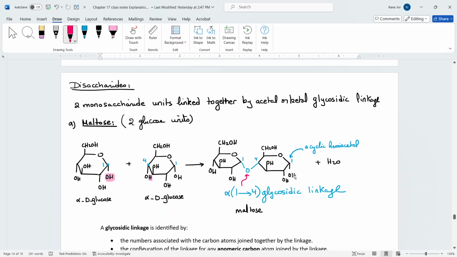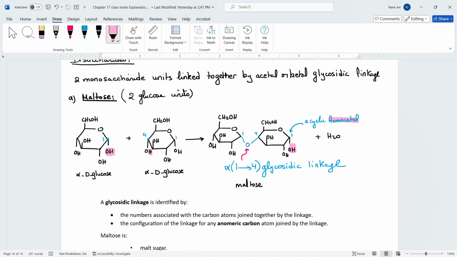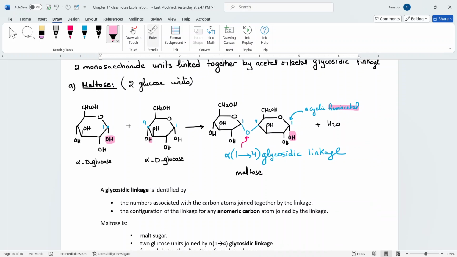If it was an OR, then no, it's not a reducing sugar. It cannot be oxidized further. But since this one is an OH, it can be oxidized further, so this is a reducing sugar. So maltose is considered to be a reducing sugar because it is a hemiacetal and it has an OH in there.